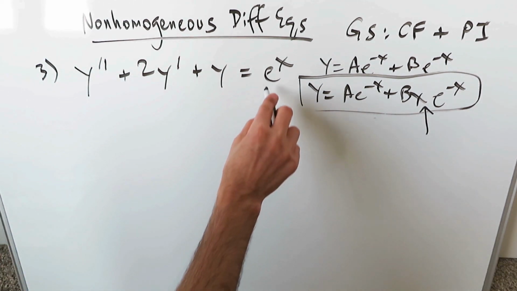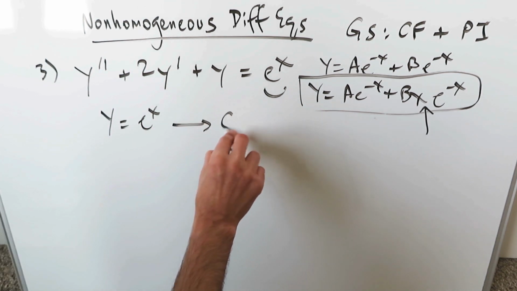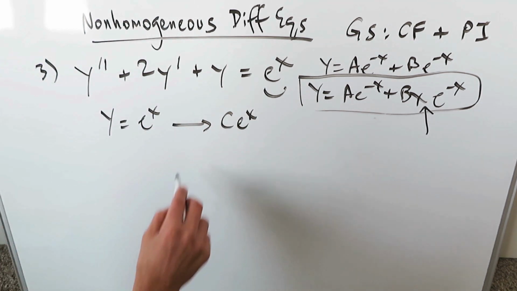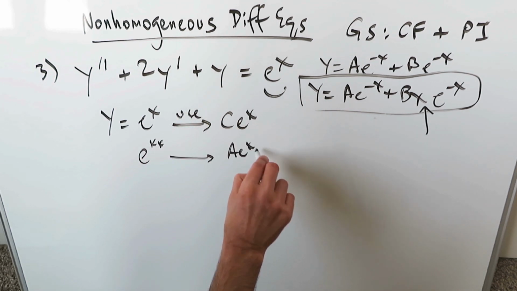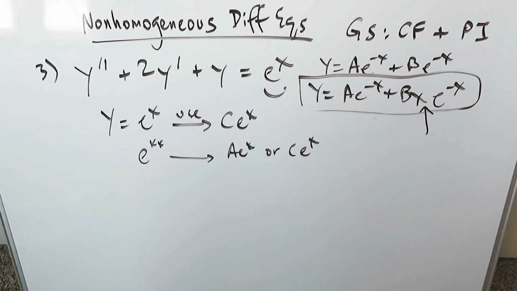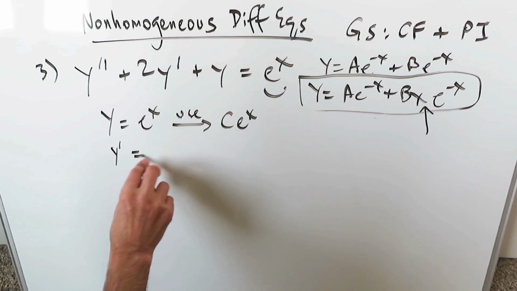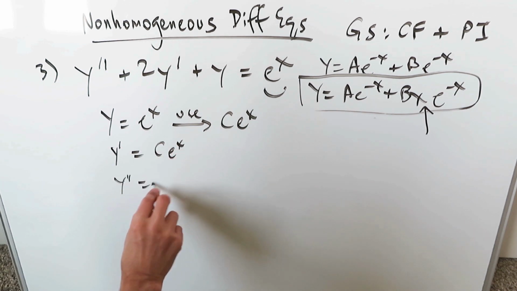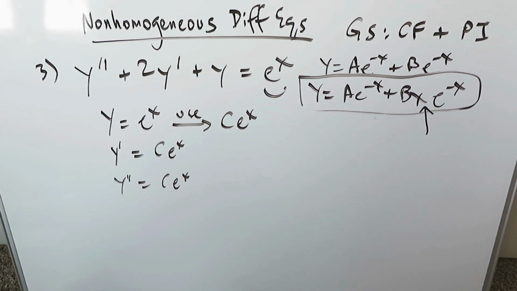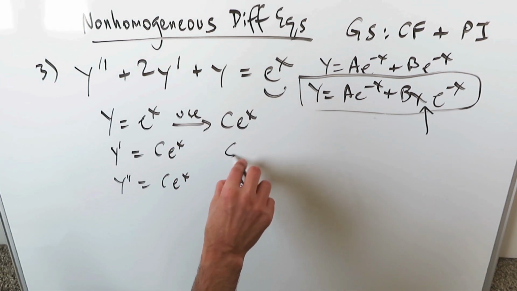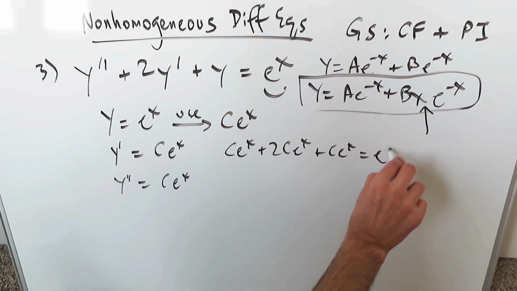Now what we have to do is determine this. If y is equal to e to the x, that's going to be viewed as c e to the x. That's what we use. It looks like e to the power of kx, we use a e to the x, or we use c e to the x, either or. I'm using c e to the x. That's my y. Then my first order derivative will be c e to the x. My second order derivative is again c e to the x, because the basic exponential has a derivative which is equal to the original function. Plug away. I have c e to the x plus 2c e to the x plus c e to the x is equal to e to the x.